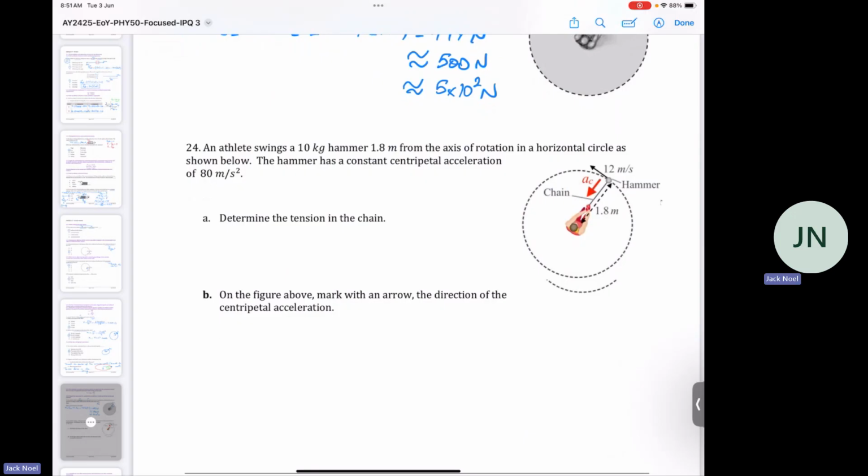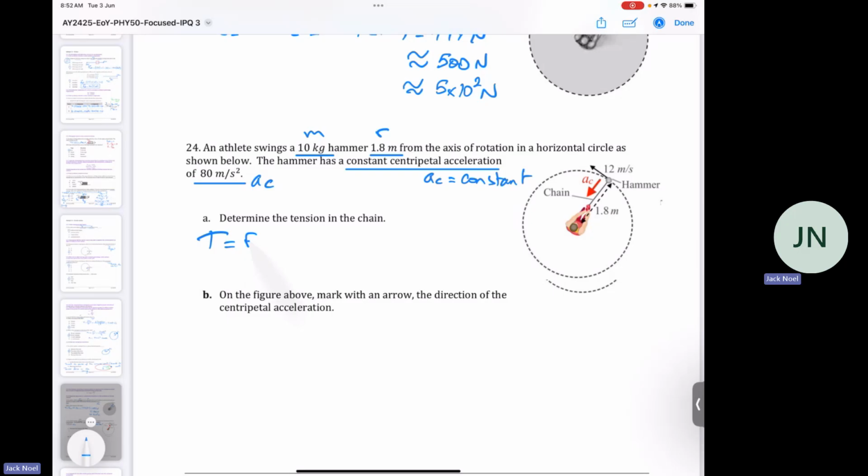Now, again, another athlete, this time has a 10 kg hammer, so that's the mass. 1.8 meters is the radius, and they said that the hammer has a constant centripetal acceleration, a_c is equal to constant, and it's 80 meters per second squared.